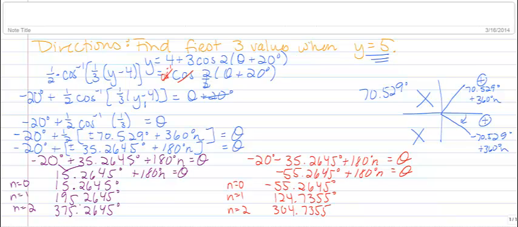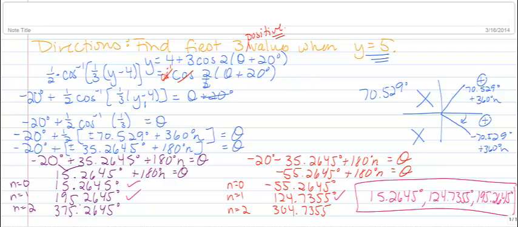And we're looking for the first three positive values. Kind of important to know, sorry. The first three positive values when y is 5. So let's go through and check it out. Our first one is going to be 15.2645 degrees. Check. All right, our second one over here is 124.7355 degrees. And our third one, come back over here, 195.2645 degrees. And that is it.